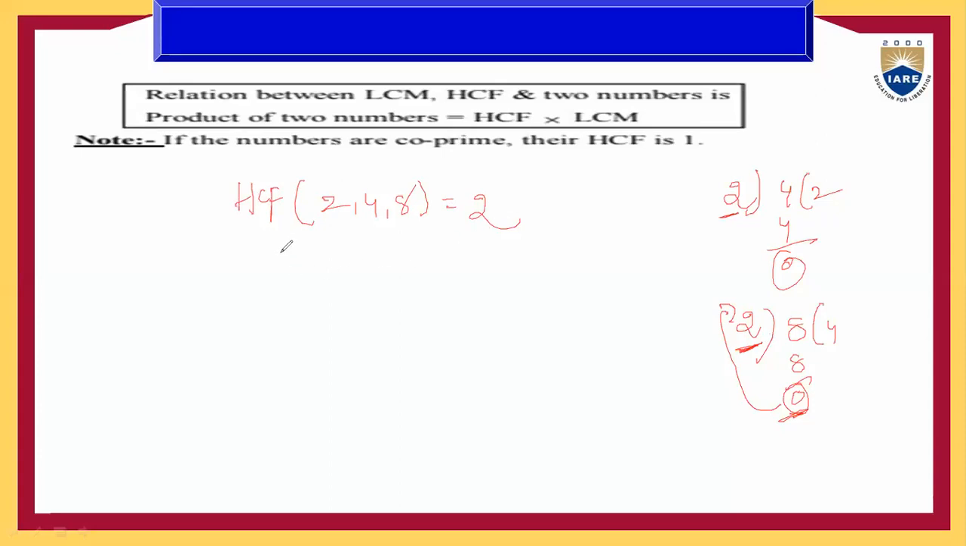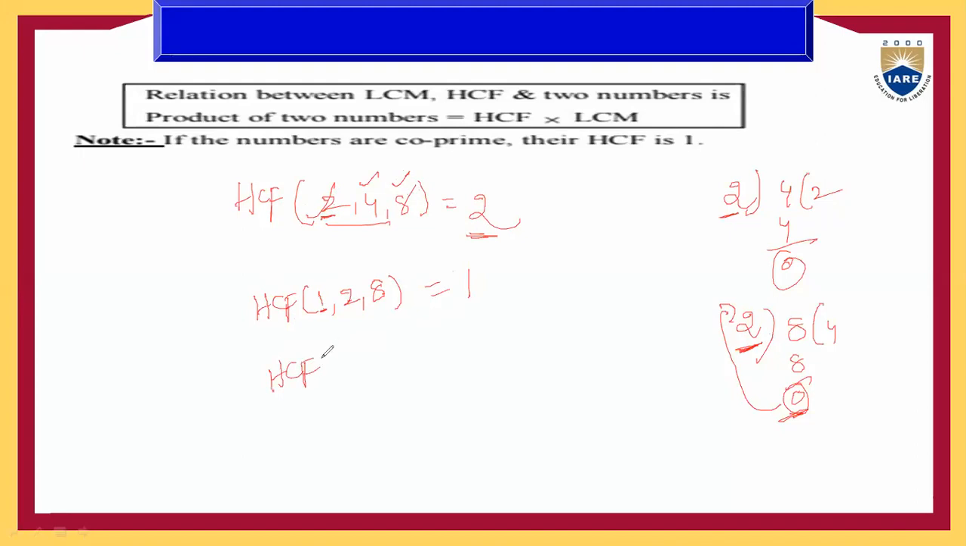Now here we observe that the HCF is equal to the least number or less than the least value. Here the least value is 2. 2 divides the remaining two numbers: 2 divides 4 and also 8. So the HCF is 2. Similarly, the HCF of 1, 2, 8. Here 1 is the least value. 1 divides 2 and 8. So 1 is the HCF.